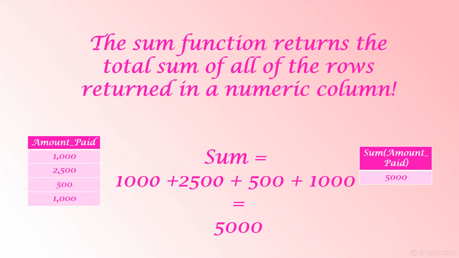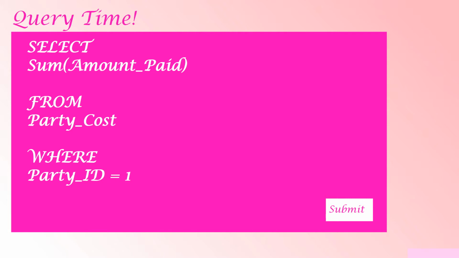An easier way to get this total, or sum of amount paid, would be to use the sum function. The sum function returns the total sum of all of the rows returned in a numeric column. You could write a query that looked like this: select sum(amount paid) from party cost where party ID equals 1. Note, the word sum is next to the amount paid column, and the amount paid column is in parentheses. The parentheses around the column you are using the function on are required.